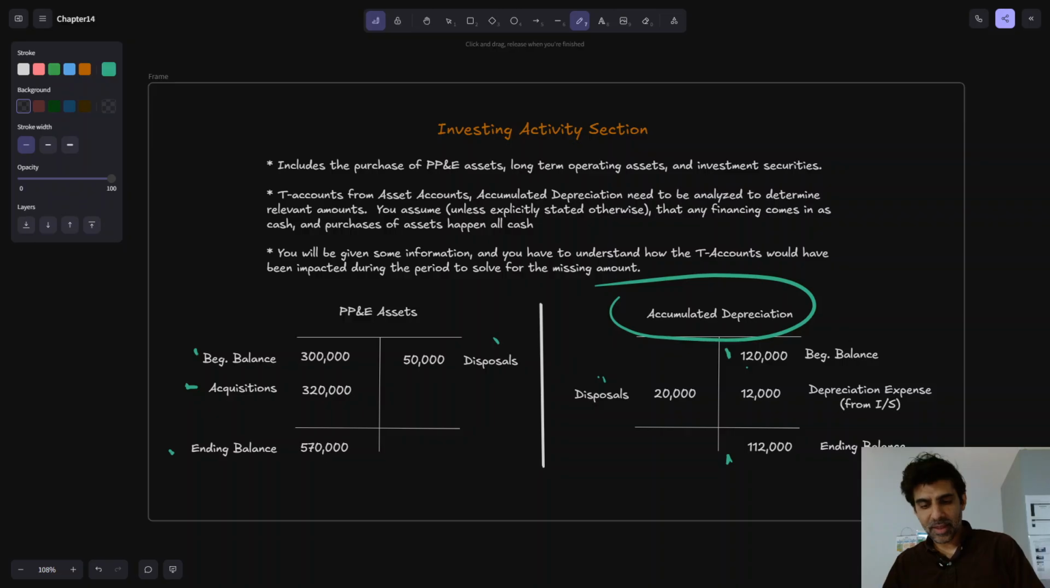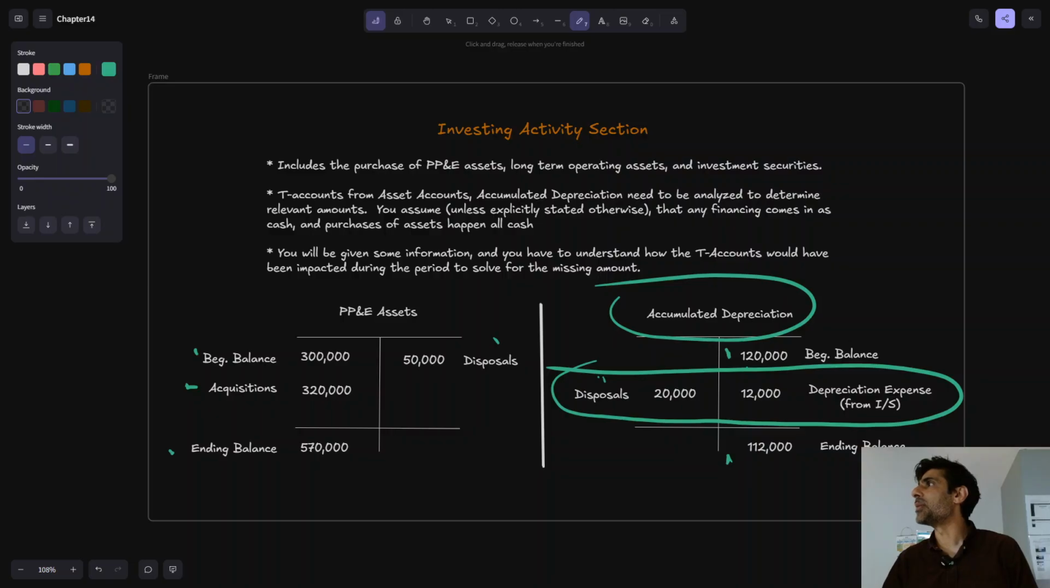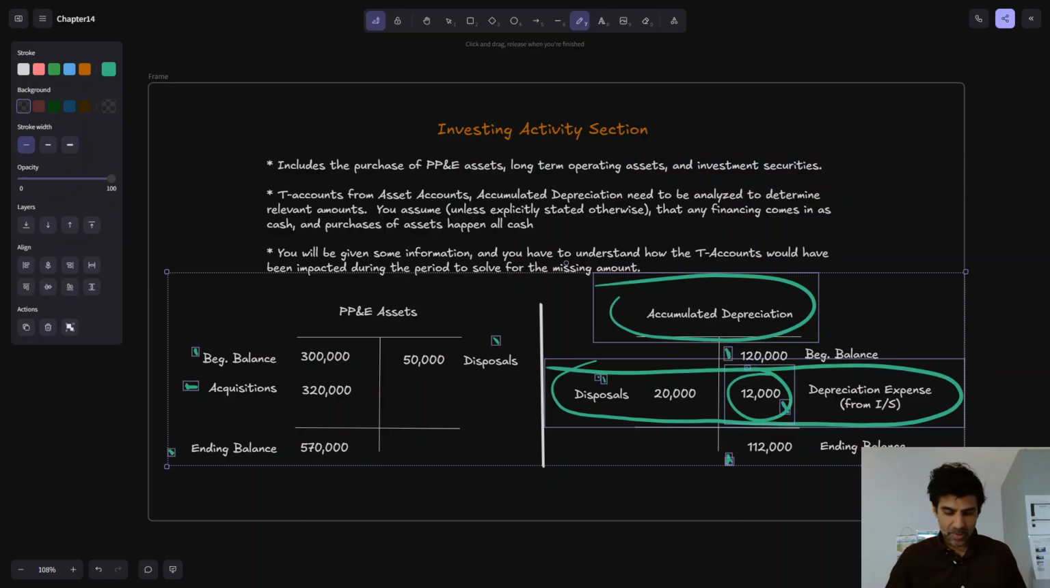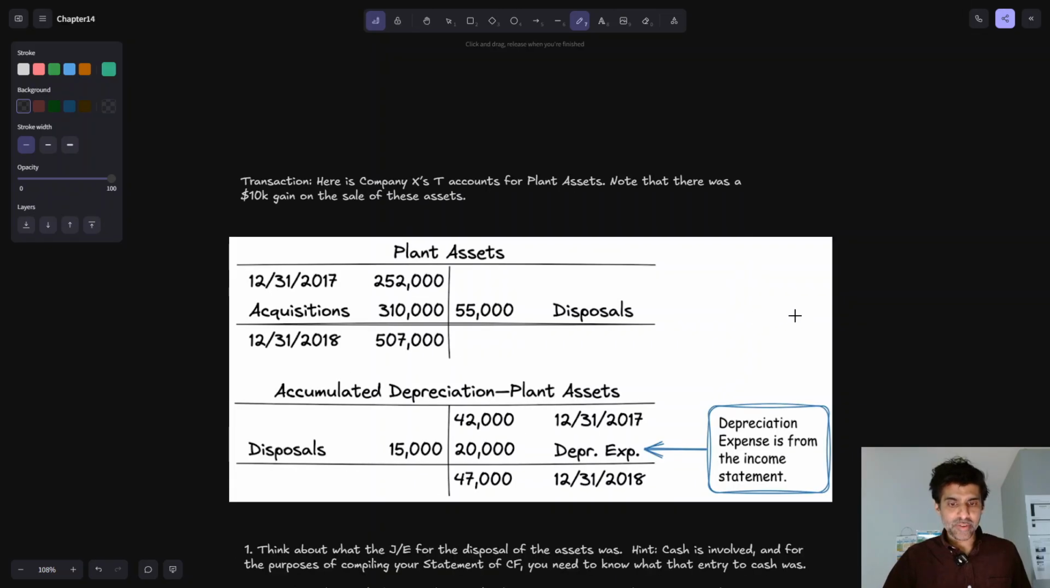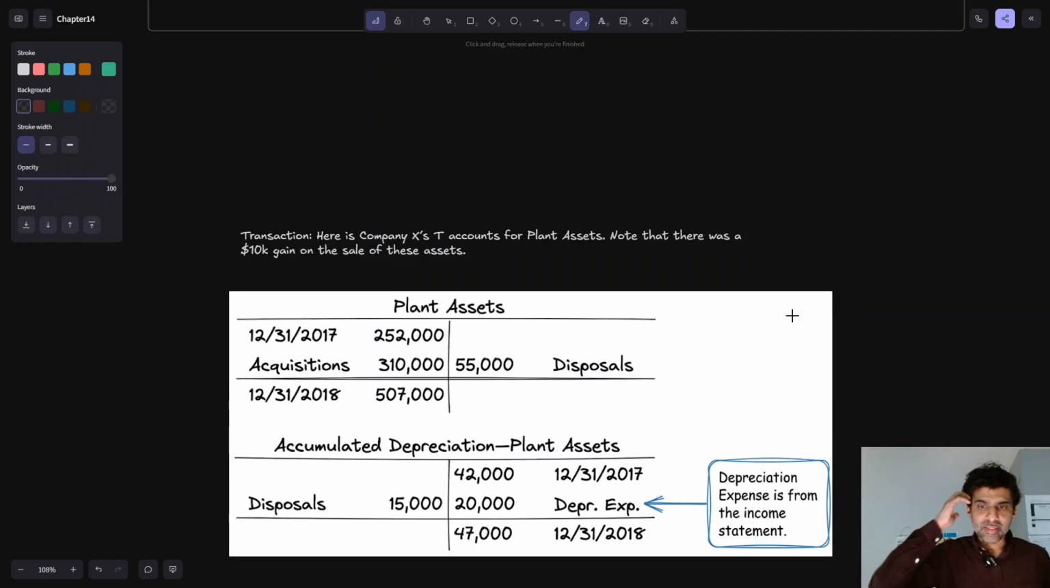It's just that some of this information you're going to have to ascertain from extra information that's given to you. You have to understand that this is coming from the income statement, because this amount will appear in the income statement. So fitting all this together is the challenge of this particular section. Okay, so let's look at an example. So you have these T accounts.